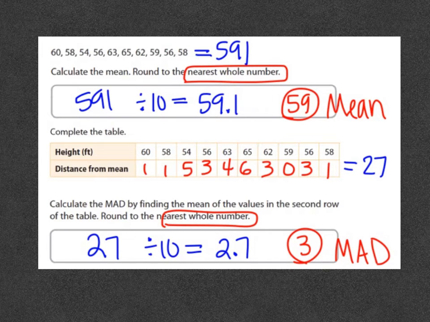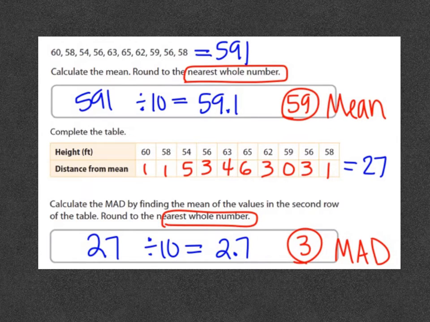This example's already been worked out completely. At the top, you'll notice there's a long list of numbers. So the first step is calculate the mean. When I added all these numbers together, it was 591. Therefore, to find the mean, I need to take that sum and divide it by how many numbers there were in the list, which was 10, and that's 59.1. Well, in this example, it says just round to the nearest whole number. So 59.1 would just be 59. So this is the average of the entire set.